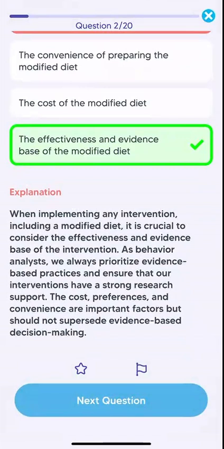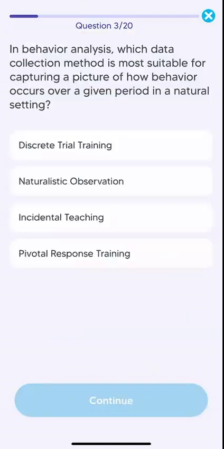When implementing an intervention, including a modified diet, it is crucial to consider the effectiveness and evidence base. As behavior analysts, we always prioritize evidence-based practice and ensure that our interventions have strong research support. The cost, preference, and convenience are important factors. That's the reason. In behavior analysis, yeah, I got it. Because we have to look first for the evidence-based practice as behavior analysts, which supports the best for our treatment plan to be successful.